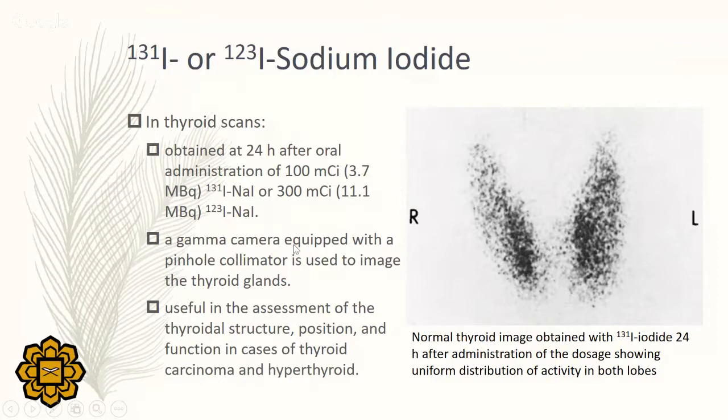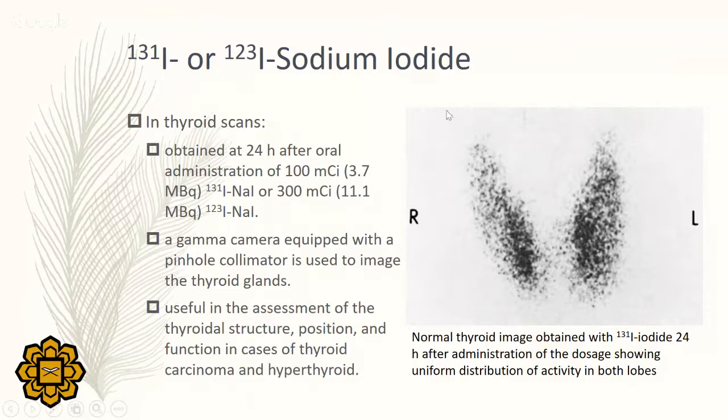Okay, what you do, you use a gamma camera, also with a pinhole collimator. And this image is actually good. Why do you need the image? You need to assess the structure of the thyroid, the position, and also function. If, for example, you have carcinoma of the thyroid or hyperthyroid, the image will give you information whether it's good or still has good function. If some elements happen, you might get some diseases that affect your thyroid.